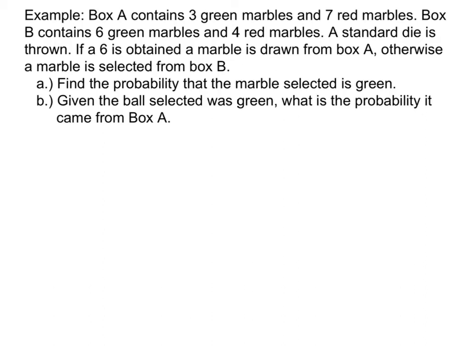Right? So you've got box A that has some marbles in it, box B also has some marbles in it, and then another event comes in. A standard die is thrown. If a 6 is obtained, you pull a marble from box A, and if a 6 is not obtained, then you pull a marble from box B.